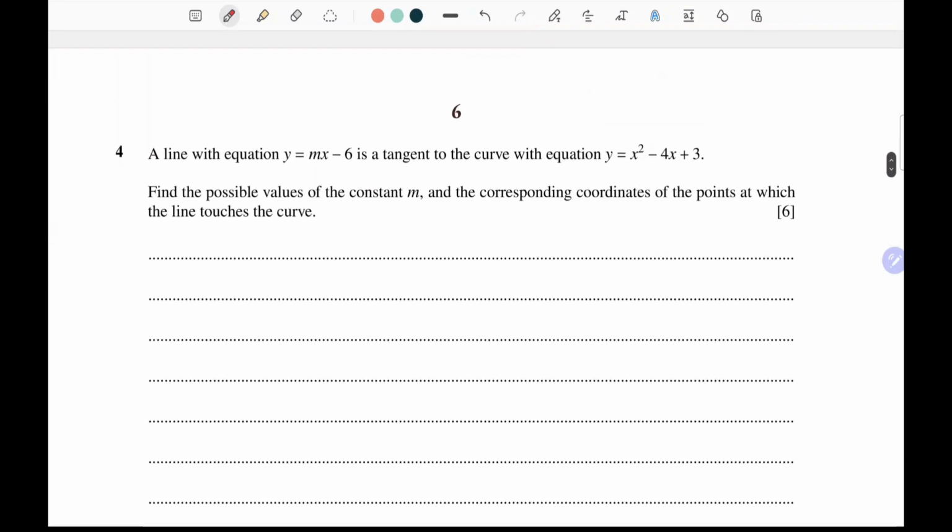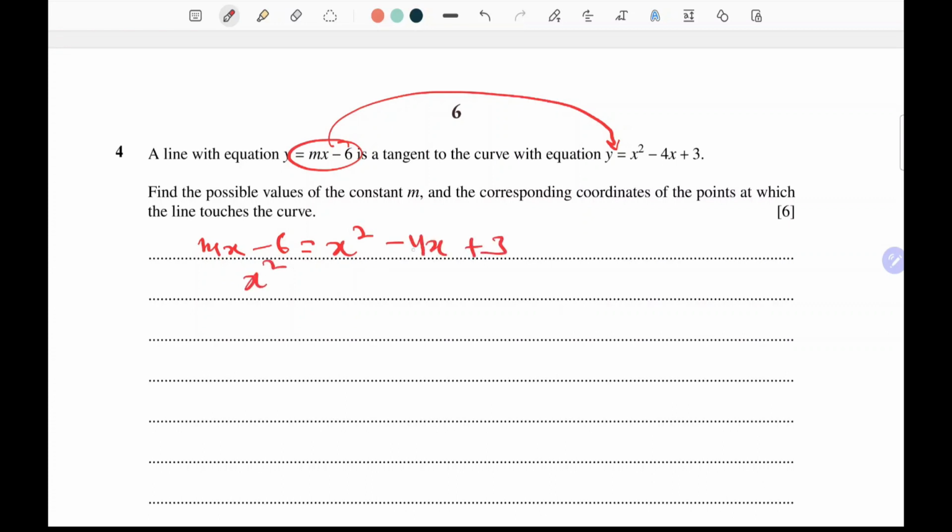Okay, so this is question number 4. Again, a line with equation is tangent to the curve. Then again, we have to equate these two, and we have to write the discriminant as 0. So technically, this type of question we did earlier. So guys, just put mx minus 6 over here. So this is mx minus 6 equals x square minus 4x plus 3. So keep x square here, minus 4x here, take mx to the right side, minus mx, keep 3 and keep 6 to the right side.